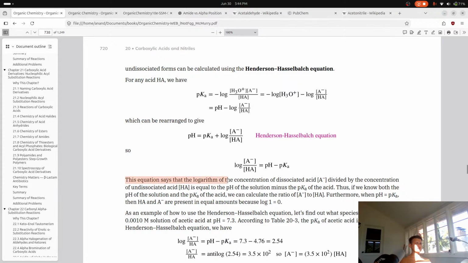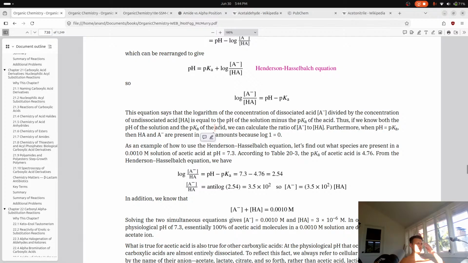This equation says that the log of the concentration of the... Yeah, I mean, we know what it means. I'm not going to go over Henderson-Hasselbalch. If you don't know it, you're in trouble.